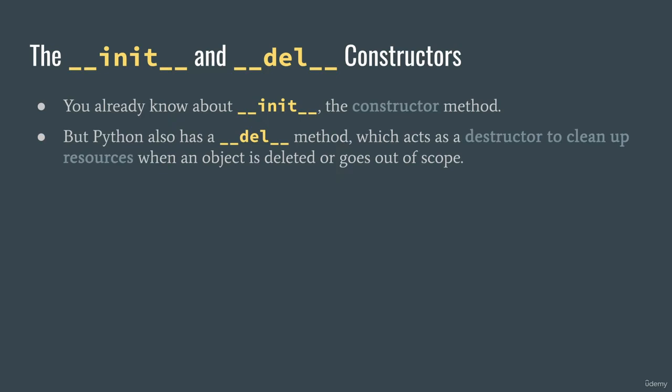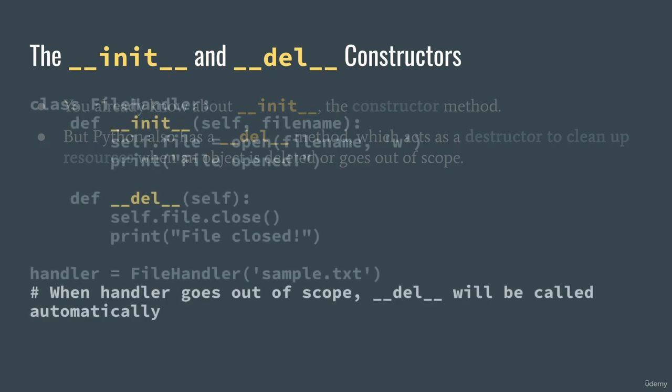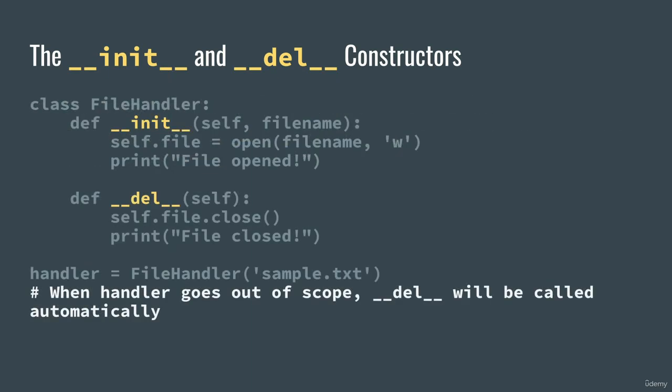Now let's talk about the init and del methods in Python. We already saw the init method, which serves as the constructor for initializing new objects. But Python also provides a del method, which acts as a destructor. The del method is called when an object is about to be destroyed, allowing you to clean up resources or perform any necessary finalization before the object is deleted or goes out of scope.